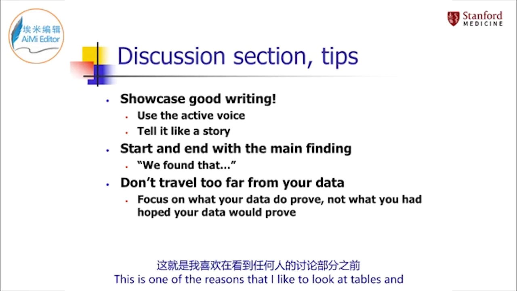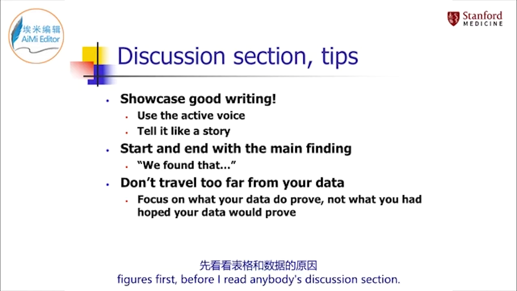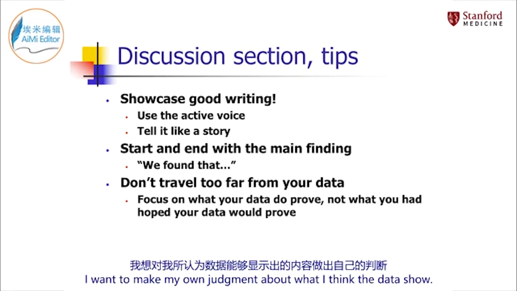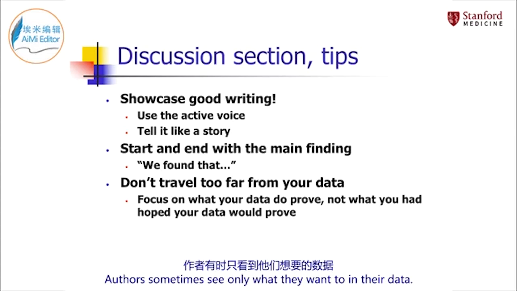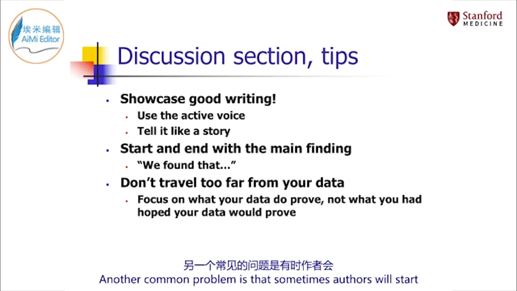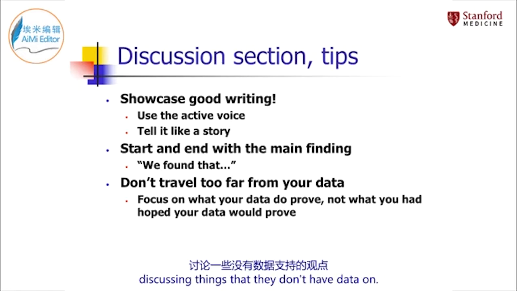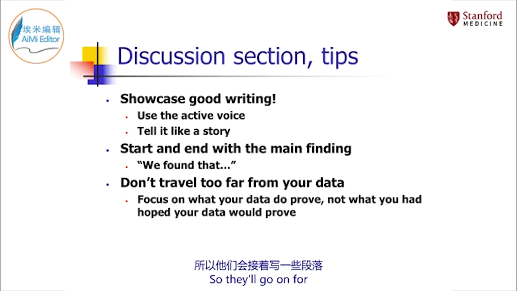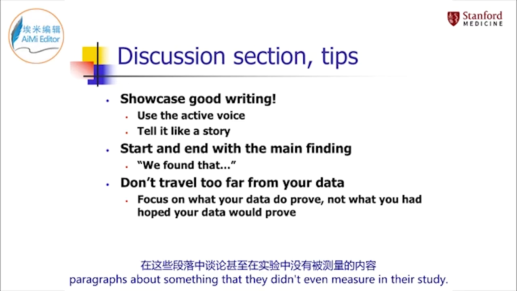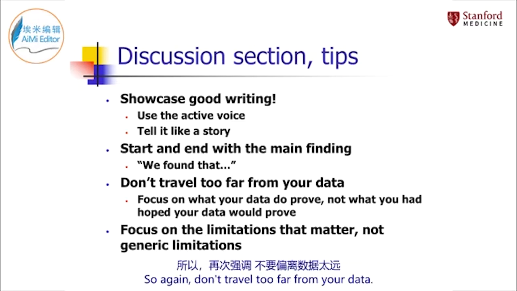This is one of the reasons that I like to look at tables and figures first before I read anybody's discussion section. I want to make my own judgment about what I think the data show. Authors sometimes see only what they want to in their data, so make sure you're not reaching too far from your data. Another common problem is that sometimes authors will start discussing things that they don't have data on. So they'll go on for paragraphs about something that they didn't even measure in their study. So again, don't travel too far from your data.